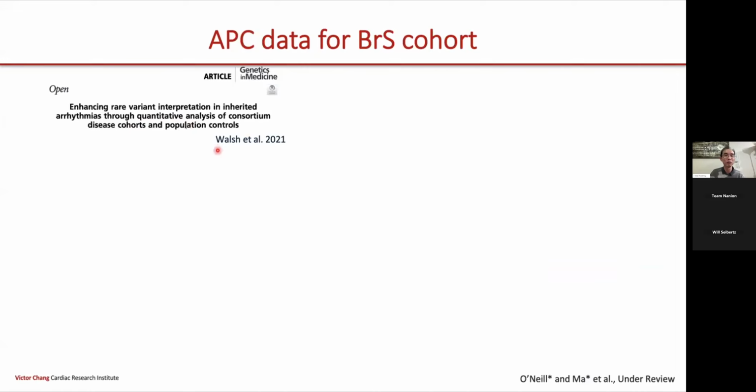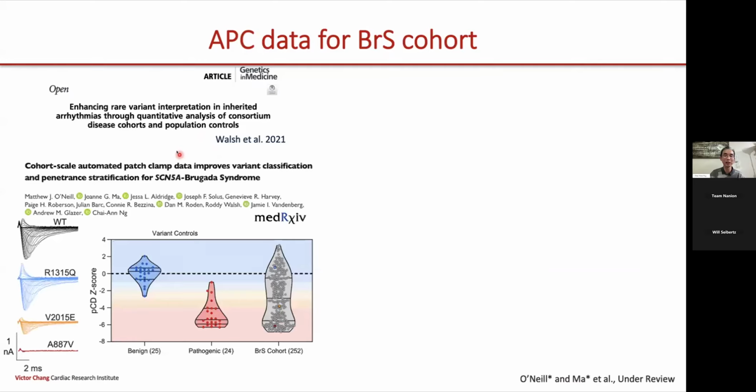So Roddy published this back in 2021, where there are about 252 missense and indel SCN5A variants in the Brugada cohort. So we assayed together with Andrew, the co-first authors Matt from Vandenberg and Joanne from Victor Chang, who undertook these studies. And this is just to show that these are the same benign and pathogenic controls I showed you in the previous slide, and these are all the patient variants.